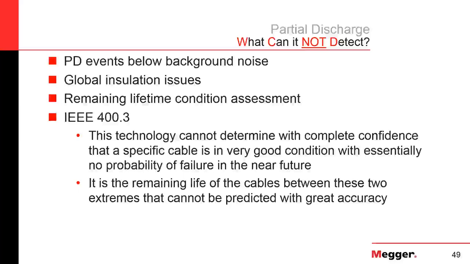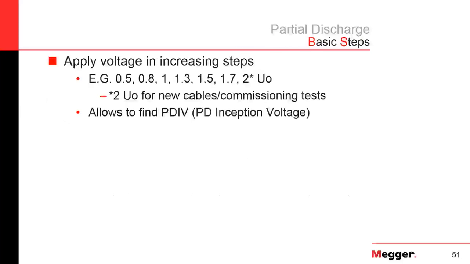So IEEE says this technology cannot determine with complete confidence that a specific cable is in very good condition with essentially no probability of failure. That statement is talking about absolutes. Nothing's 100%, so that makes sense. It's the remaining life between a very good and a very bad cable that cannot be predicted with great accuracy. So trending, doing consistent measurements every couple of years where you get the trending data, helps a lot with being able to predict cable remaining lifetime.